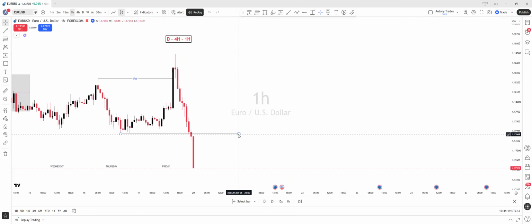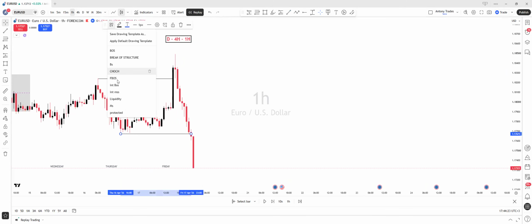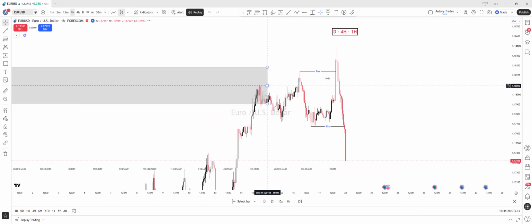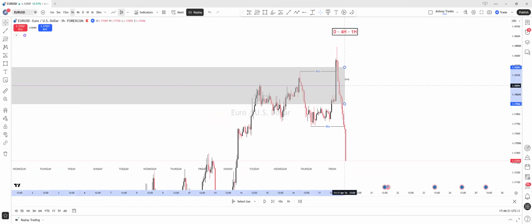Exactly. Now we have a change of character. We see now the market has closed below there. Now we have a change of character. So at this point of time, remember we are reacting from a daily point of interest here. This is a kill zone, our key zone. This is our key zone from the daily time frame, or this is our point of interest, our supply zone from our daily time frame.